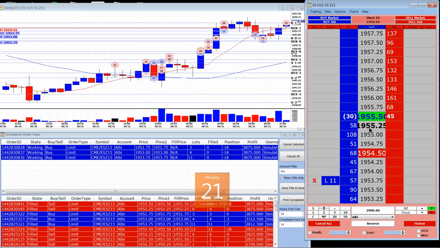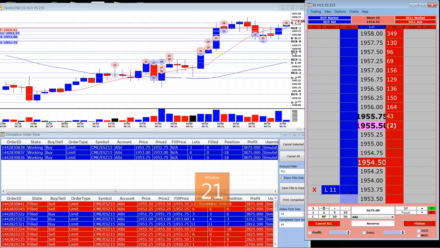When an order is given or placed, it gets represented right here. As you can see, we have our 11 contracts. Right here is 11 contracts at 1953.75, and that is that order right there. So this is just your order book. It tells you what orders are out there, what our position is.